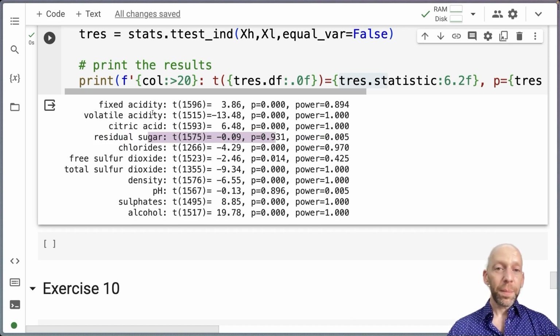On the other hand, these effects are huge. The t-value is really big. The p-value, who knows what the actual p-value is, because I clipped it off here. But it's certainly much, much, much, much, much smaller than 0.0001. And you can also see this with the really large degrees of freedom, because we basically have 1,600 samples.